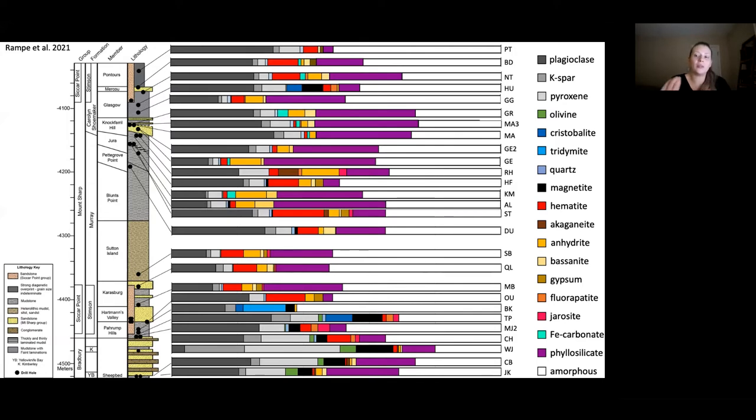So it's a constant presence in all of our samples and can be as high as 70 weight percent of the analyzed sample. This material is particularly hard to study because not only can you not isolate it from the sample to measure its chemistry, but it doesn't diffract X-rays.